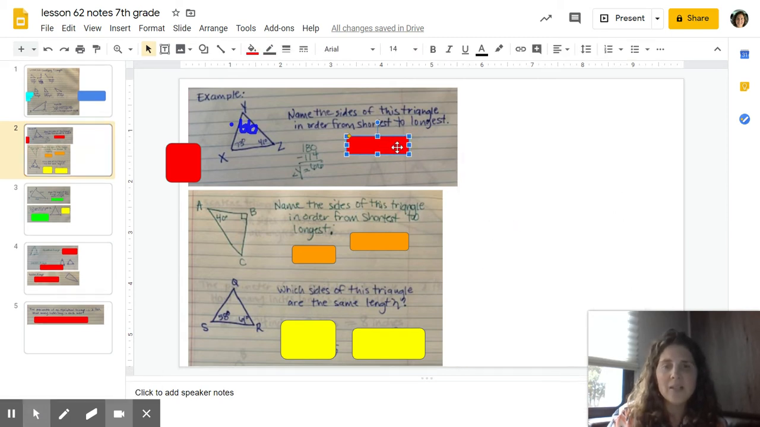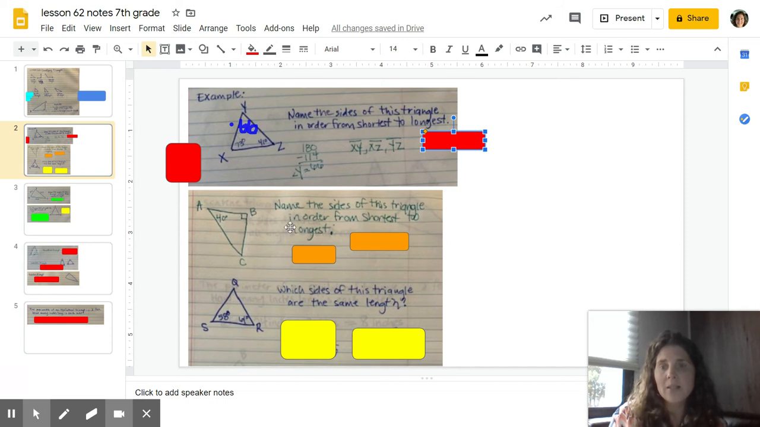Again, you can switch XY to YX, and XZ to ZX, same thing. Across from the smallest angle is the smallest side, and so on. You go across from the smallest angle to get the smallest side, then the next smallest, and so on. Okay, let's look at this one.